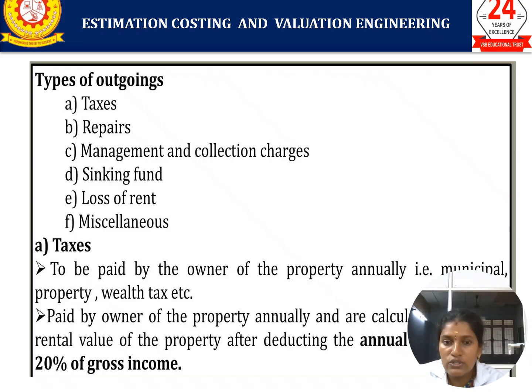So first of all, we should know what tax is and how to pay it. It is to be paid by the owner; we have to pay for the property annually. It may be municipal property or wealth tax. It is 10 to 20 percent of gross income. The gross is the total income including all receipts. So that amount of receipt, that income, is called gross income. On that gross income we have to pay tax of 10 to 20 percent.